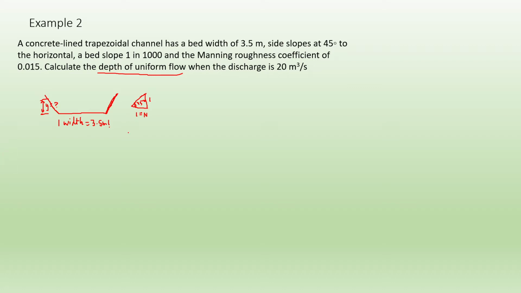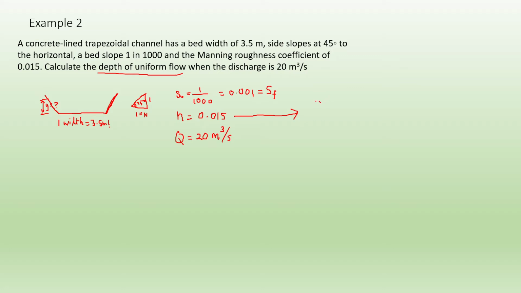And the bed slope is also given. So the bed slope is 1 over 1000, which is equal to 0.001. And since this is uniform flow, S0 is equal to Sf, the friction slope. And the Manning roughness coefficient is given as n equal to 0.015. And then you have to calculate y, and Q is given as 20 cubic meter per second.